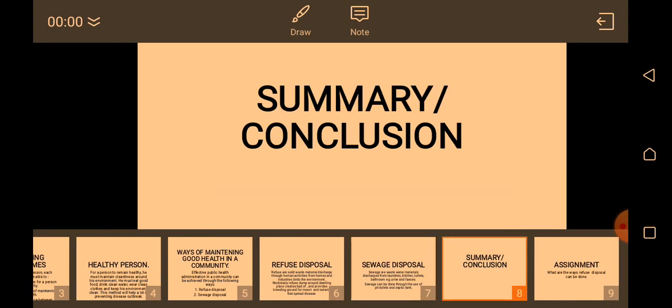In summary and conclusion, refuse disposal can be done in different ways. We're not going to mention those ways now. You will do that as an assignment for me, then we will talk more on it. Refuse appears in the form of solid, and sewage appears in the form of liquid. And for you to maintain good health in a community, you must practice refuse disposal and sewage disposal. Before we can say that a person is healthy, the person's environment must be clean, must be void of anything that causes death, and the person must also eat good food, drink clean water, and wear clean clothes.